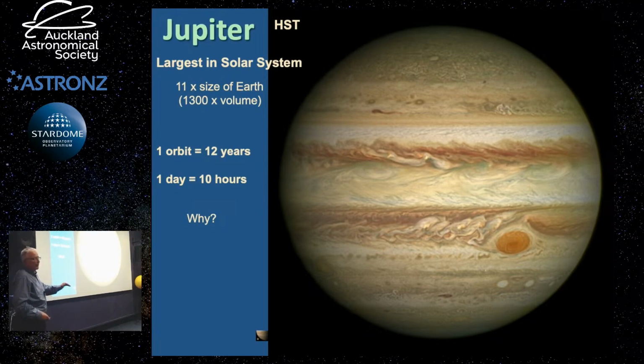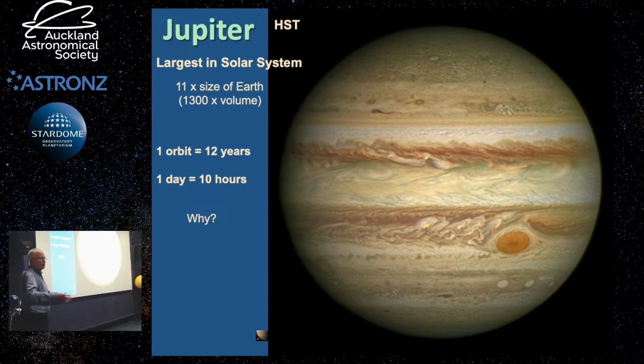Diameter-wise, Jupiter's 11 times the size of Earth. Volume-wise, you'll fit 1,300 Earths inside Jupiter. It orbits because it's further out, so there's 2 things going on there. It takes 12 years. Why does it take so long? A, because you are further out, so your circumference is a lot bigger. You've got more distance to travel. But also, you're that much further away from the Sun.